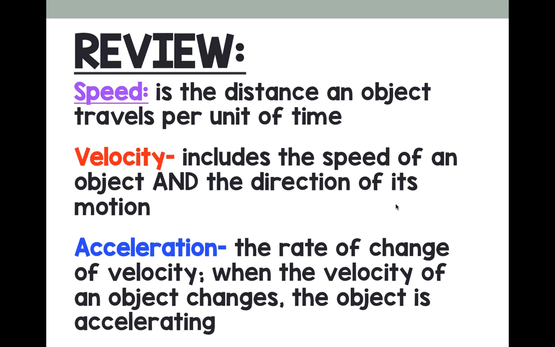And then we've also learned about acceleration. And acceleration takes the rate of change of velocity. So in order to have acceleration, we must have velocity. We must have the speed and direction of an object. And what acceleration does is it calculates when the velocity of an object changes. And if it does, then we know that that object is accelerating.